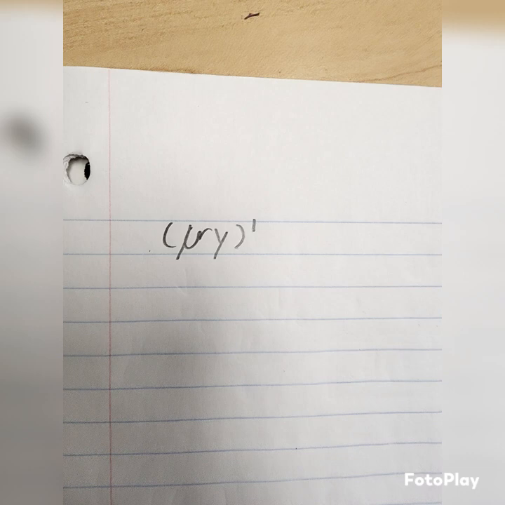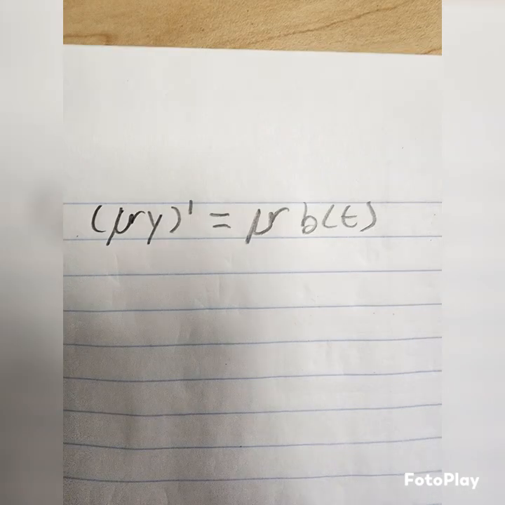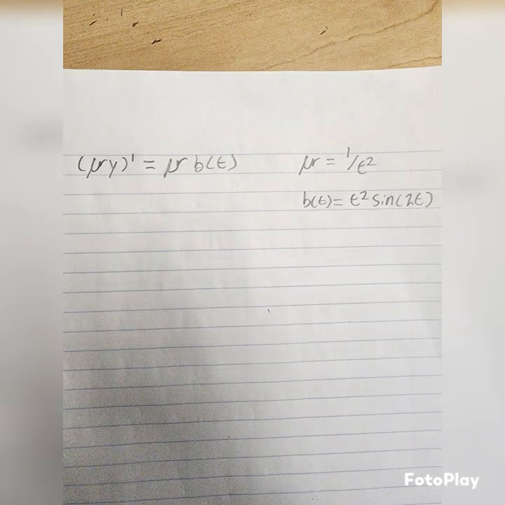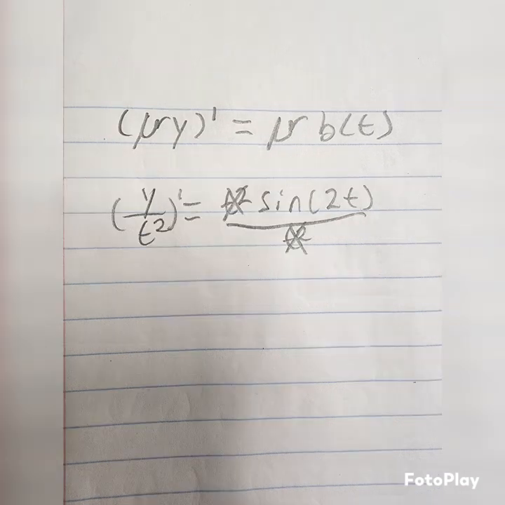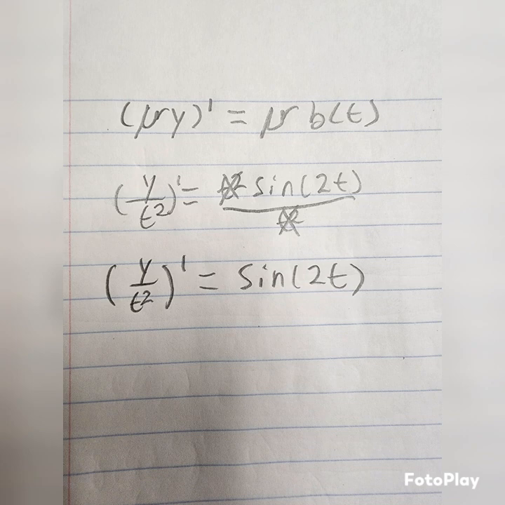So let's start out with the equation mu times y prime. Now we know that this equation is equal to something. Can you guess what it is? It's equal to mu times b of t. Do you remember what b of t was? B of t in this equation was equal to t to the second times sine of 2t. And mu, as we just found, is equal to 1 over t to the second. Now we just need to plug in for mu and b of t, and we get this. And would you look at that? T to the second, they both cancel out. That's huge. That's great. Now we're left with this equation.